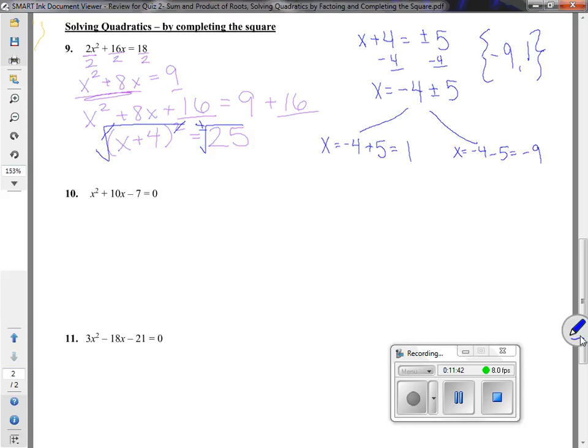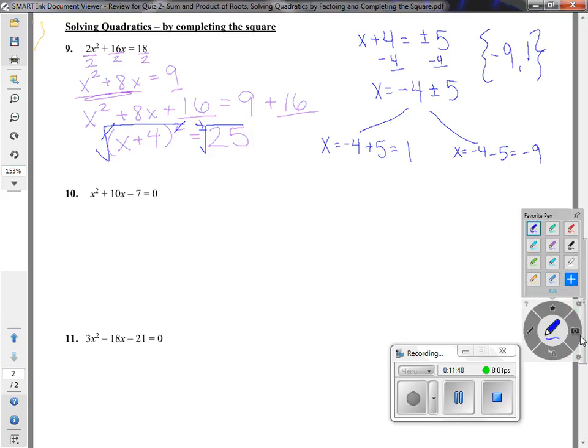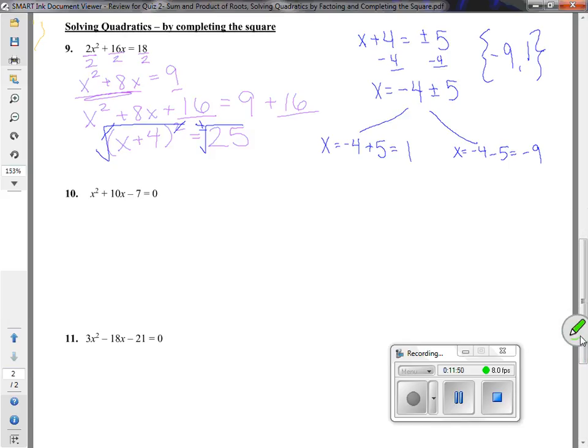So number 10, x squared plus 10x minus 7 equals 0. Plus the 7, plus... no, you do want to do that. My coefficient in front of my x squared is a 1, so I don't have to divide by anything. So the next step I want to do is move my constant over, because I want my x's on one side: x squared plus 10x plus something equals a positive 7 if I moved it to the other side, plus something.